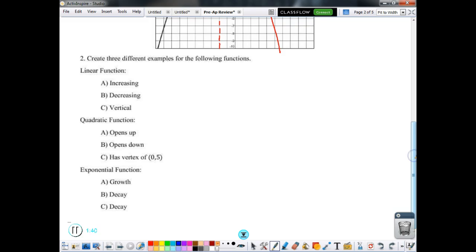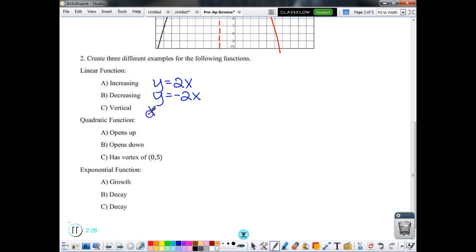Okay, so number 2. So you have to create 3 different equations for those types of functions. So for a linear function, in order for it to be increasing, your slope has to be positive, right? So y equals 2x is an example. I think I gave that to y'all yesterday. So if increasing is a positive slope, what is decreasing? Negative. So that would be a negative slope.